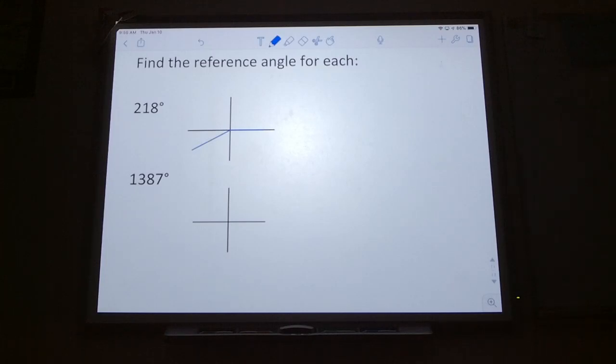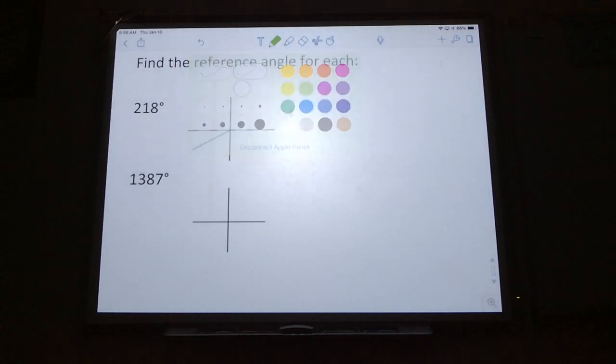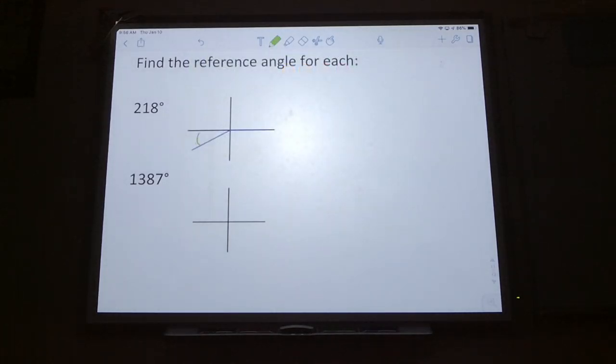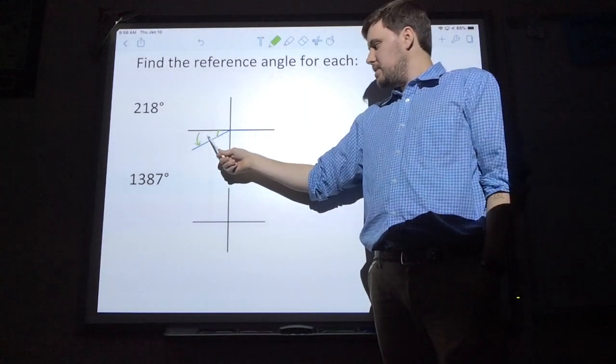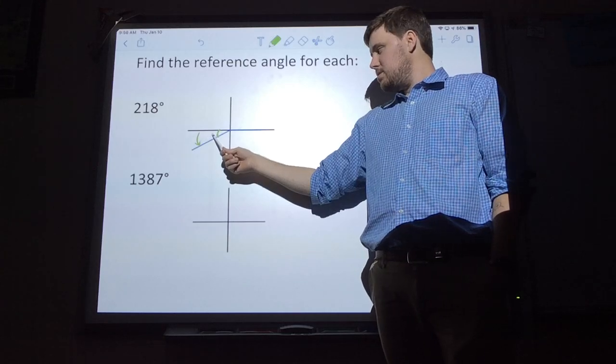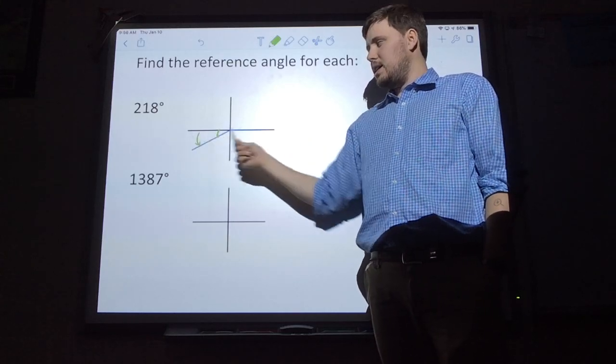Okay? We need to find the reference angle of that. The reference angle is how to connect that to the x-axis. So we can connect that to the x-axis going this direction. So what is this degree right there? Anybody think they know? What is the degree of this reference angle? Because what's this line at?